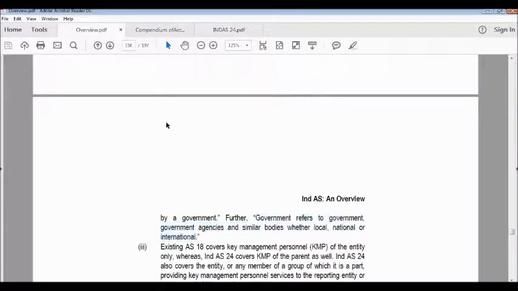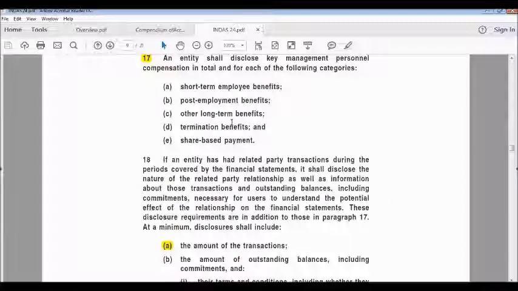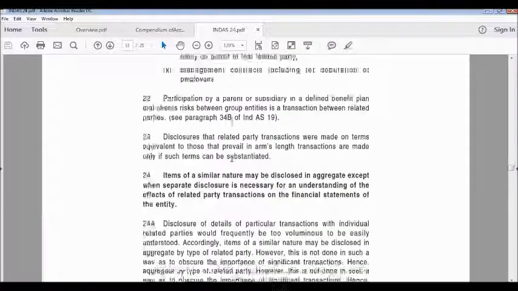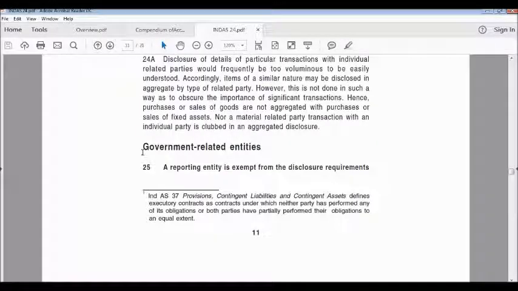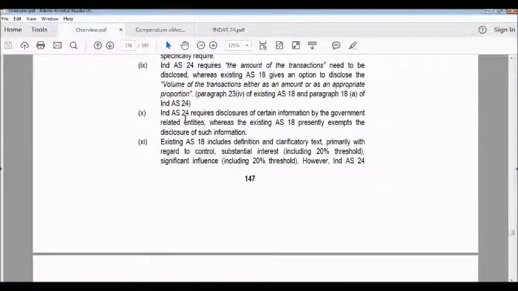Related to this paragraph, there is also paragraph 10, which says Ind AS 24 requires disclosure of certain information by the government related entities, whereas the existing accounting standard 18 presently exempts such disclosure. Not much relevant for you guys. You can simply take a look at this paragraph and you will understand. So this is the difference between Ind AS 24 and existing accounting standard 18.